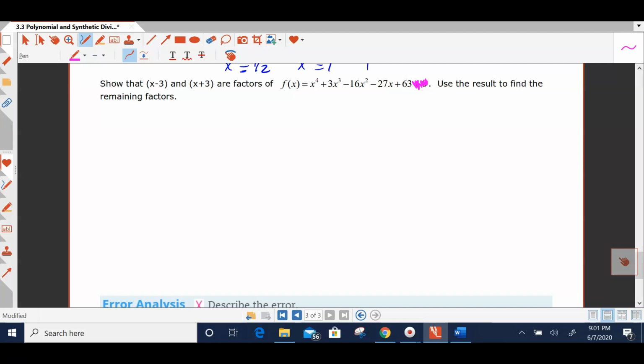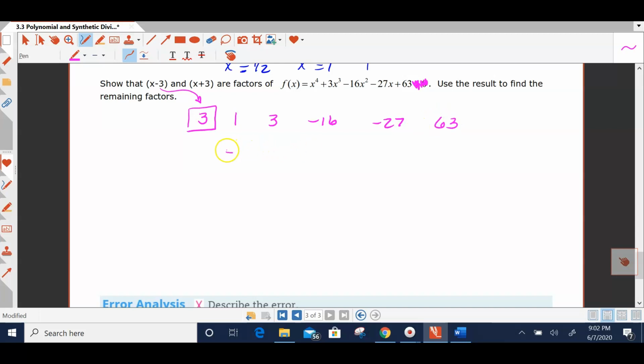When you do this, though, the number in the box, since they're giving me a factor, is going to have to change signs. Also, when you do this, you're going to have to do repeated synthetic division. What do I mean by that?